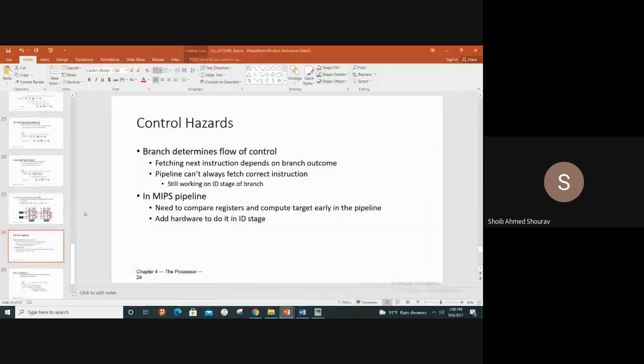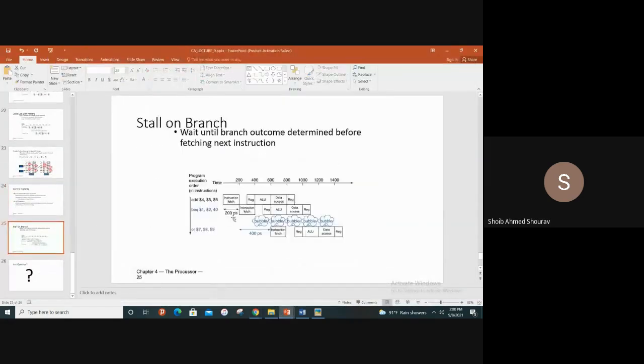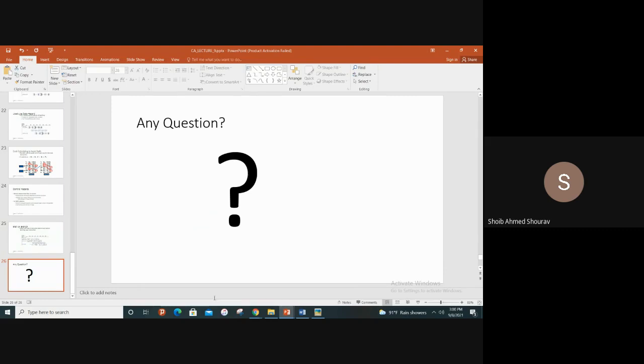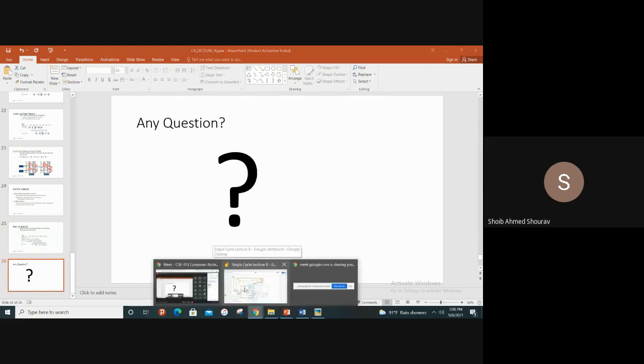Is it clear? Yes, sir. Perfectly clear. Okay, fine. So I guess there are no more pictures after that. This is the last picture I wanted to show you. So I guess you have understood what a control hazard is. This is the thing: we cannot fetch before we get the ALU result here. So any more questions on today's part that we have seen?